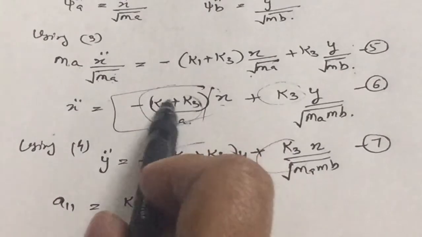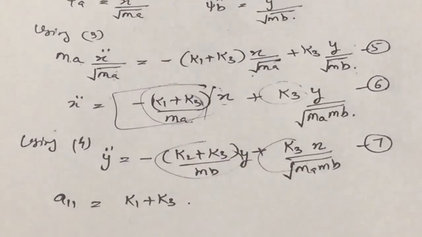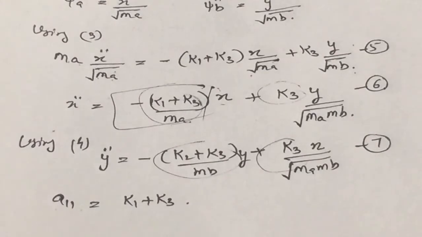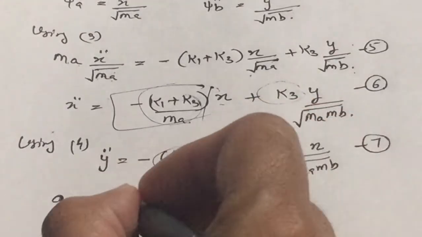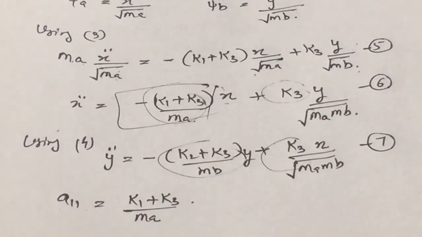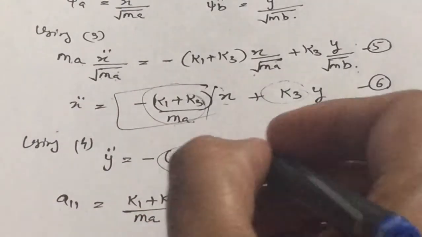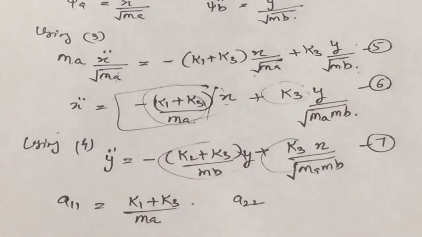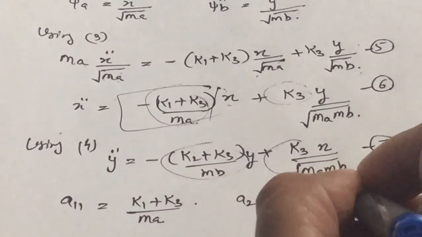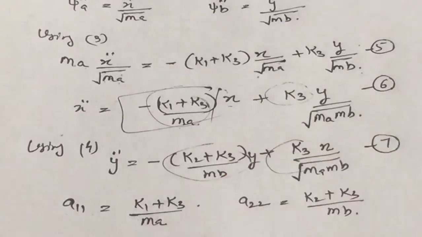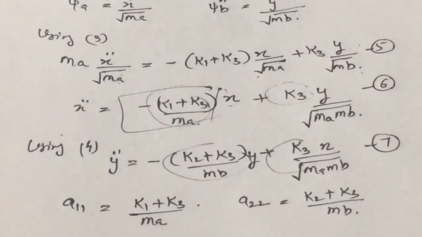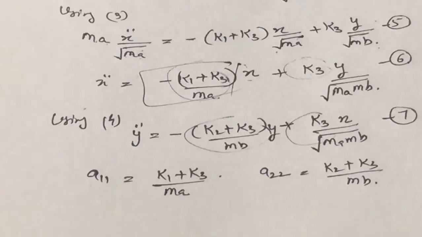Again, you are dividing a constant by a constant, so you get again a constant, and we are just substituting the value of these constants as a constant, and here we are representing it with a11. Similarly, this constant we are representing with a22, and here a22 is given by k2 plus k3 divided by mb. Similarly, this k3 divided by under root ma mb is also represented as another constant.